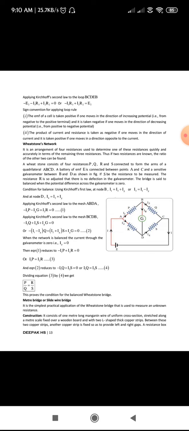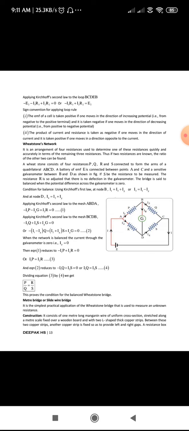Let us see what we mean by this Wheatstone network. I'll read out the first paragraph there. It is an arrangement of 4 resistances used to determine one of these resistances quickly and accurately in terms of the remaining 3 resistances.